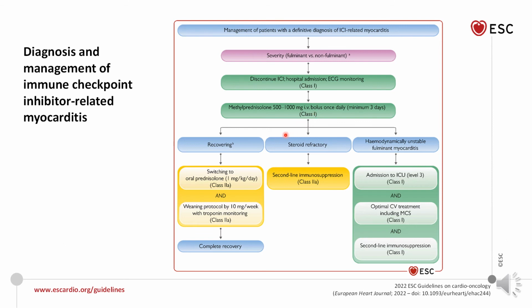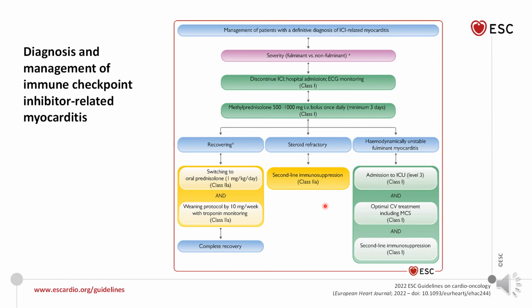And the therapy depends on the status of the patient. If our patient is hemodynamically stable and responding to the steroid therapy, the response is defined by improvement of his symptoms, improvement of his ejection fraction, and decline of biomarkers by more than 50%. Then we can switch our patient, after these 3 days of steroid, to oral prednisolone 1 mg per kg per day, and then a very gradual weaning protocol with surveillance with biomarkers during withdrawal of steroid till complete recovery.